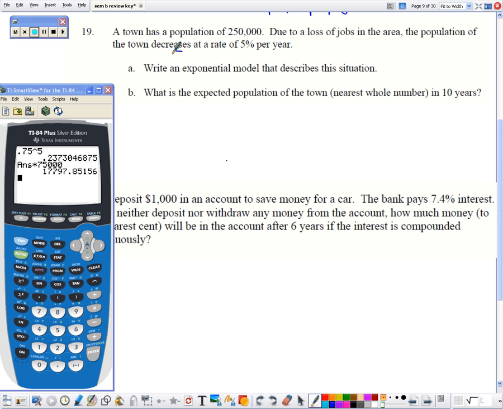Okay, we're decreasing again. So the population started at 250,000. We're losing 5% per year. We would subtract 1 minus 0.05. We get 0.95 to the T. 10 years, we're going to plug in 10.